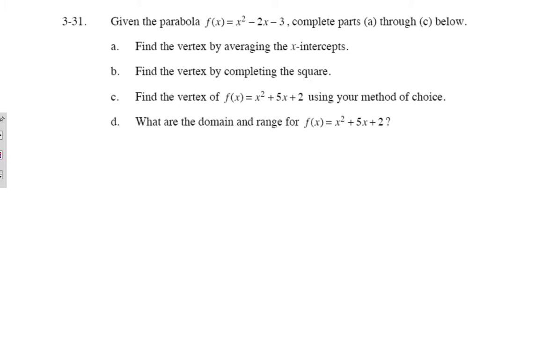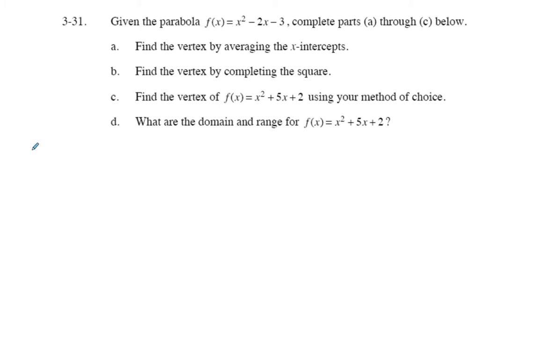All right, problem 3-31 says given the parabola f of x equals x squared minus 2x minus 3, complete parts a through c below. That's weird because there's letter D, but we will still do that one even though the directions tell us just to do a through c.